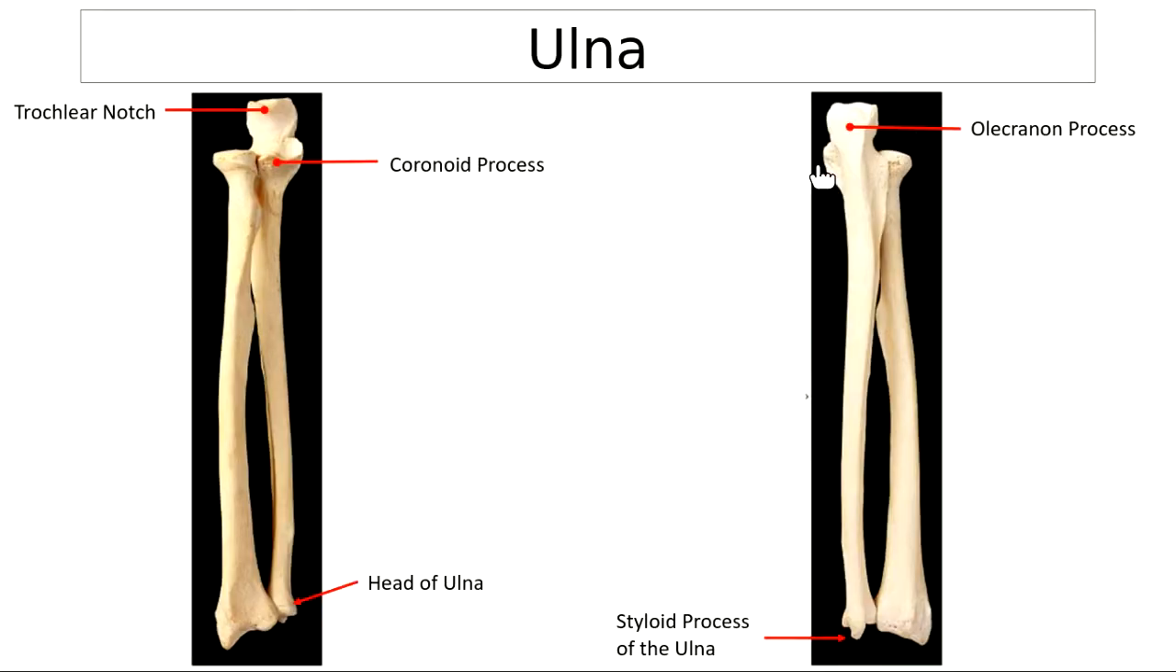The ulna, this is your bone on your little finger side when your palm is up. Here is the trochlear notch, it's actually this space right here. This is called the olecranon process on top, and the coronoid process is shaped like a claw. And there's a shallow spot in the middle, that's the notch. And down here at the end is the head, and it has a little styloid process on it also. So for the online class, you'll probably just need to know radius and ulna, okay? Radius and ulna.